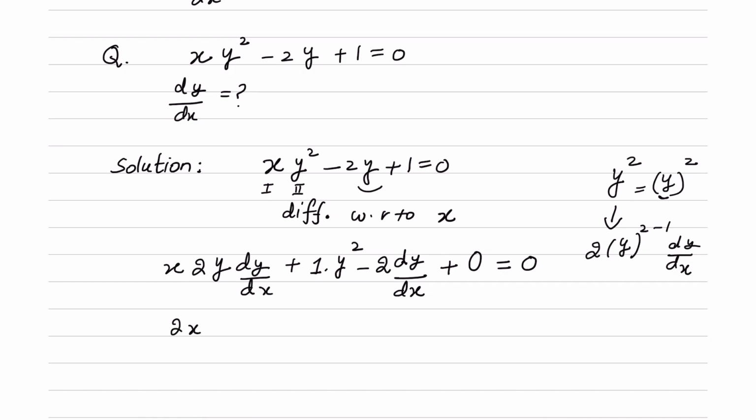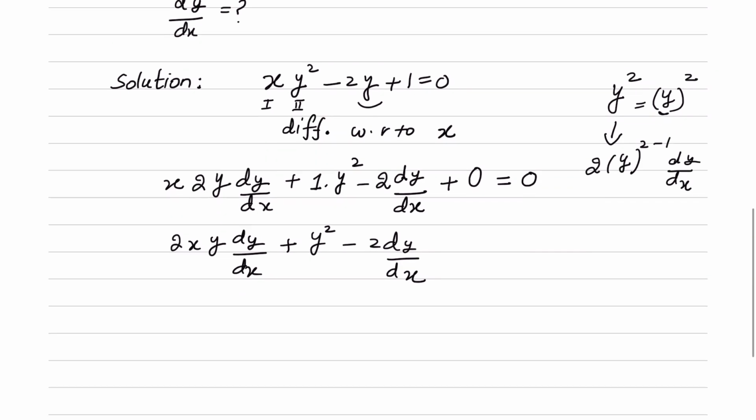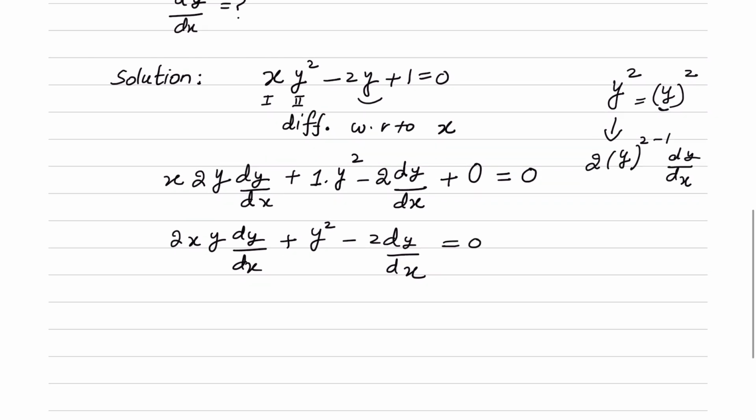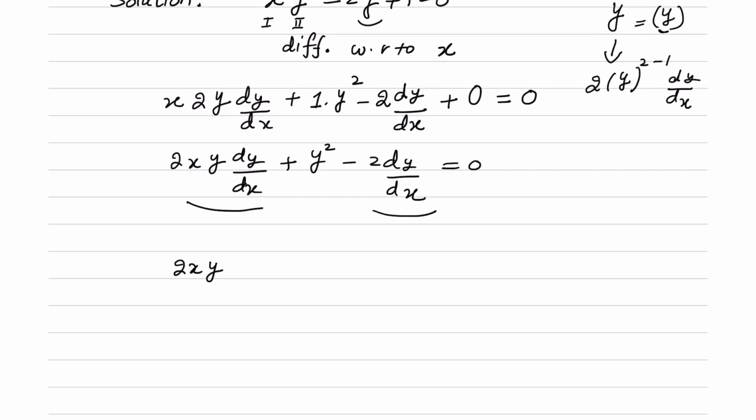Let's simplify this expression. 2xy dy by dx plus y square minus 2 dy by dx. Since our question is to find dy by dx, we will combine the terms having dy by dx. 2xy minus 2, and let's take dy by dx as common.